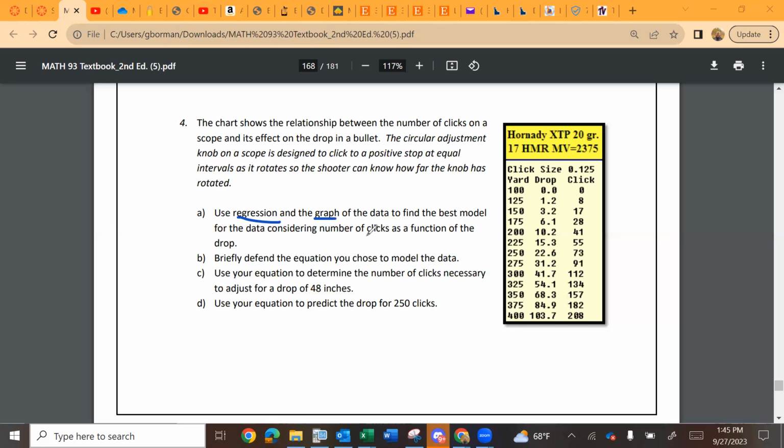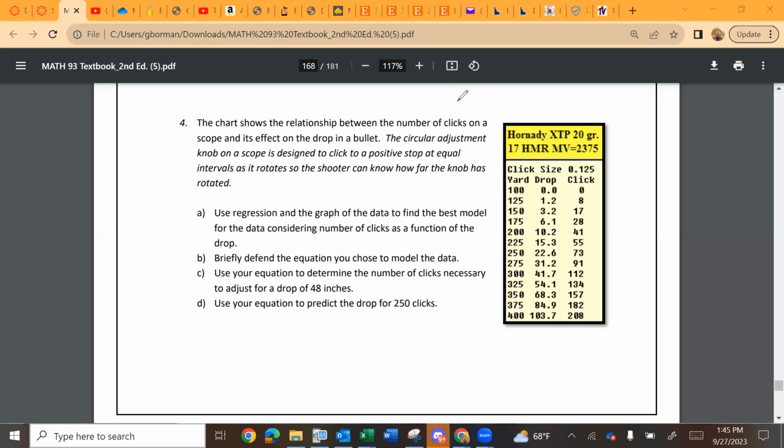So clicks is going to be the function. Function is f of x. F of x is y. So clicks is our y value. And therefore drop will be our x. And so we're not even going to need to use that first column of information to answer the questions, although it is interesting to have it there. Okay, so that's very important. Being able to read this correctly to know which information to grab.